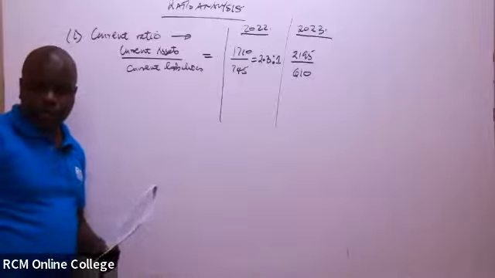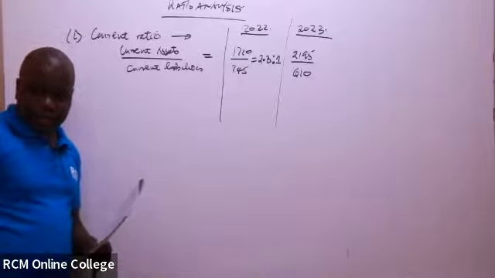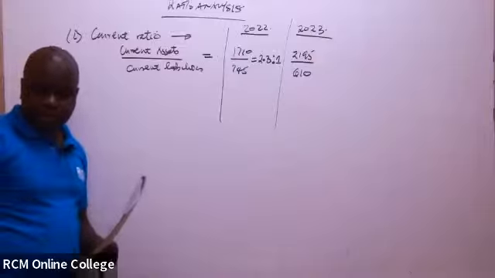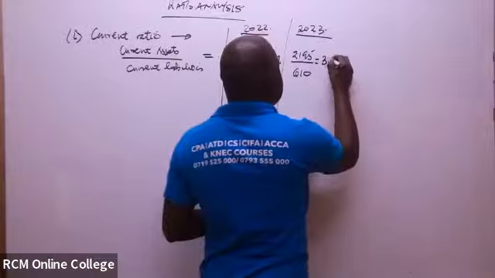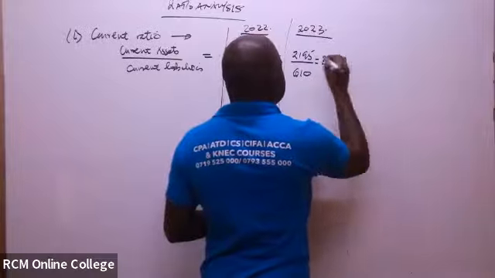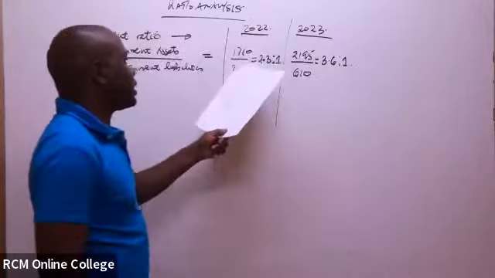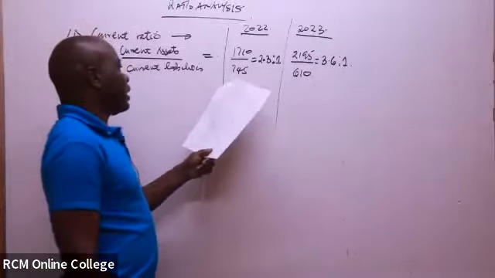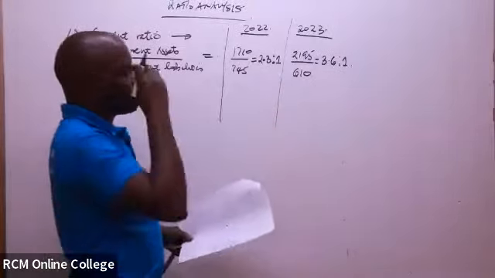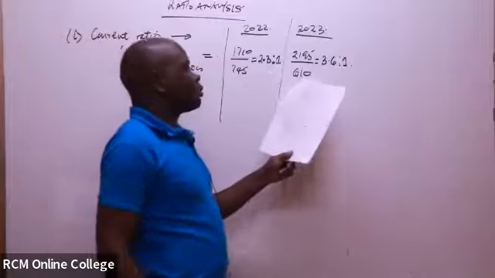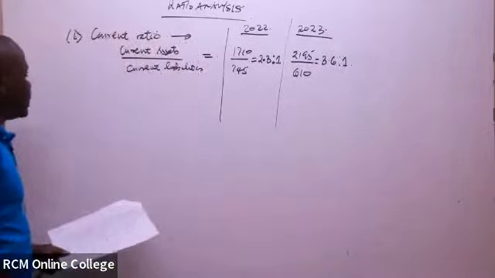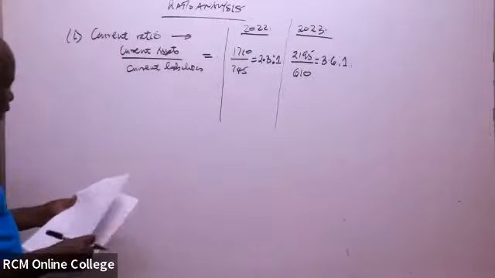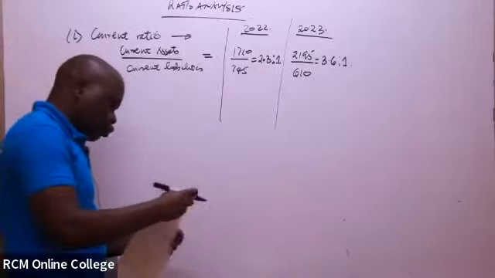You need to round off to the nearest one decimal place, so it will be 3.6 to 1. So it means in this case, the current assets can cover the current liabilities 3.6 times.